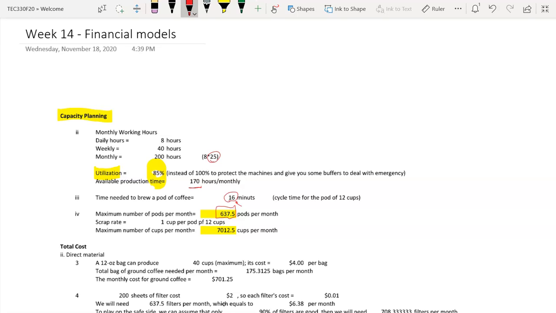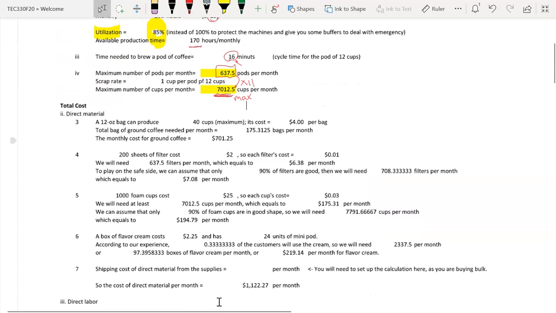So by doing that, this is the maximum number of cups per month, from this to here. So we are looking at times 11, because instead of 12 cups, now you only have 11 cups. That's our capacity. That's the maximum we can produce every month. This is the max production. Now, when you look at the total cost, there are 2 parts. Remember, direct material and direct labor.